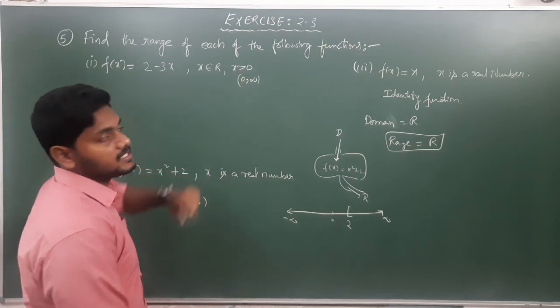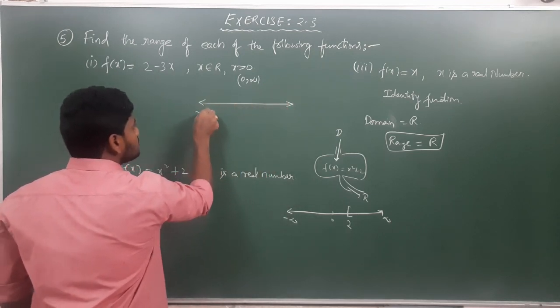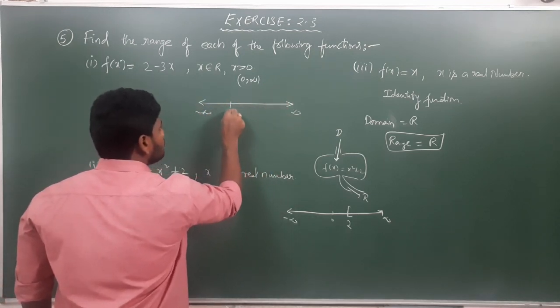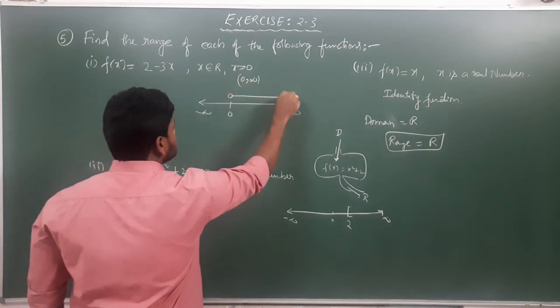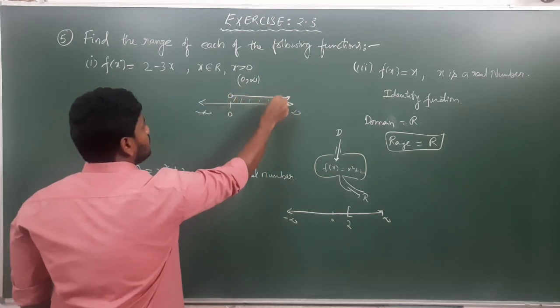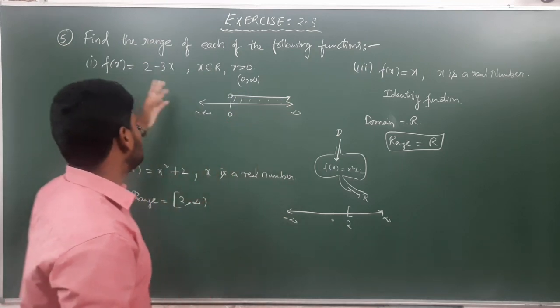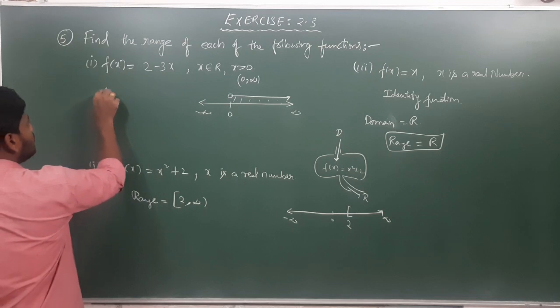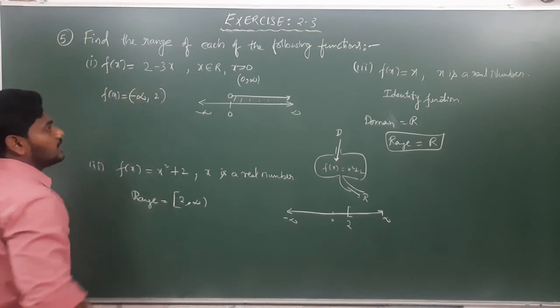Right? Now when it comes to question number 1, f of x equals 2 minus 3x where x belongs to R and x is greater than 0. That means the domain is 0 to infinity, where 0 is not included. This is the domain. After substituting these domain values, what will be the range? I will tell the range of this function is minus infinity to 2, open bracket.